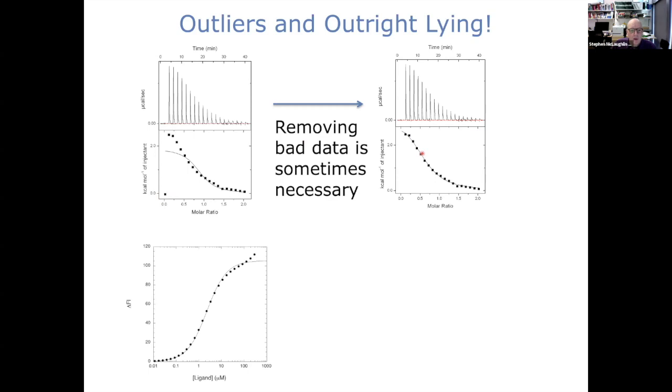So here's another case where you go, well, it looks like I've reached saturation, but there's something happening up here at the top. Oh, there are bad points. Let me try just taking those out. But of course, you need to think about, well, why am I taking this out? You're getting a better fit. Is there something like aggregation happening?